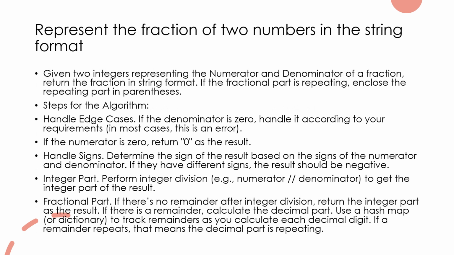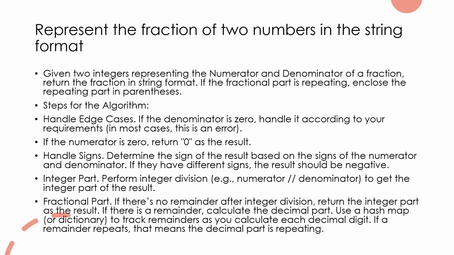Given two integers representing the numerator and denominator of a fraction, return the fraction in string format. If the fractional part is repeating, enclose the repeating part in parentheses. To solve this problem, you need to handle both the integer part and the fractional, decimal, part of a division, especially when the fractional part has repeating cycles. Here's a breakdown of the algorithm and its implementation in both JavaScript and Python.